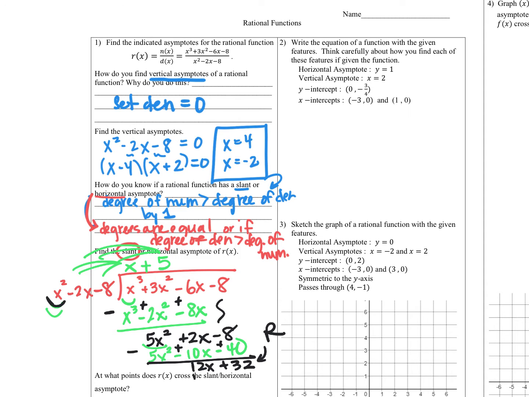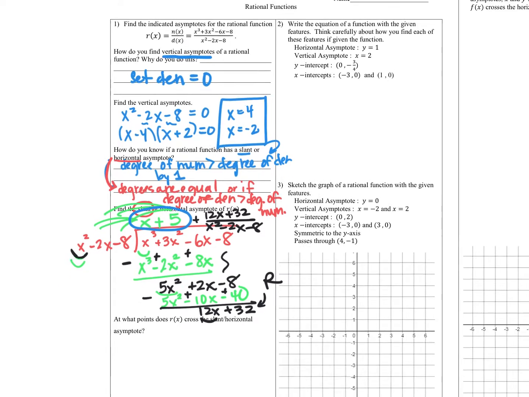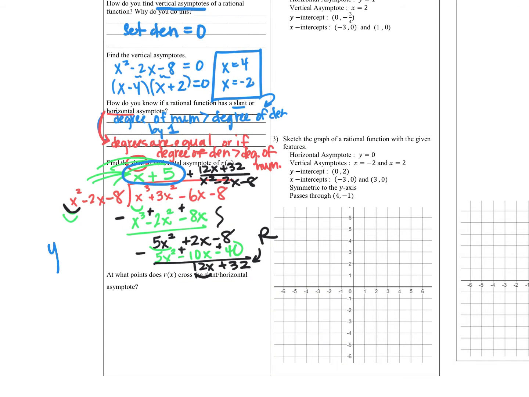We can't do it again, since x squared times something to make 12x doesn't work anymore. So that's my remainder. I'm going to write it as a fraction, over my divisor. And remember, the whole part is going to be our slant asymptote. So our slant asymptote will be y equals x plus 5, which is a line.